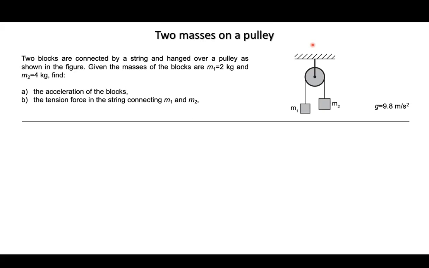Two blocks are connected by a string and hang over a pulley as shown in the figure. Given the masses of the blocks are 2 and 4 kilograms. First, find the acceleration of the blocks. Second, find the tension force in the string connecting M1 and M2. So we have to find the tension force in this string.